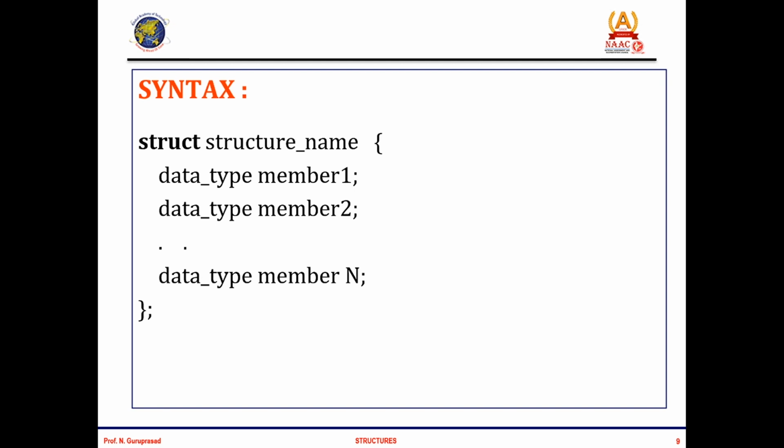So struct is a keyword, structure name is nothing but the name of a structure, and you have data type member 1, data type member 2, which is nothing but member elements, where each of these member elements is represented by some or the other primitive data type. Now when I say primitive data types, it can be either an integer or a character or a float or anything else depending upon your application.